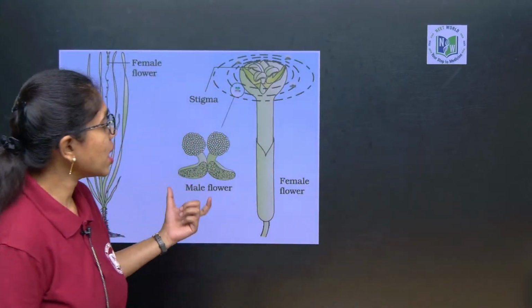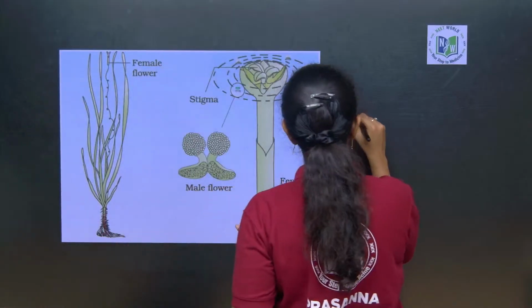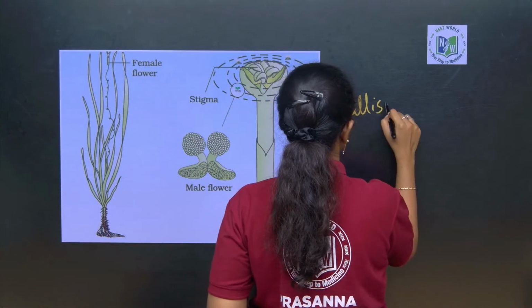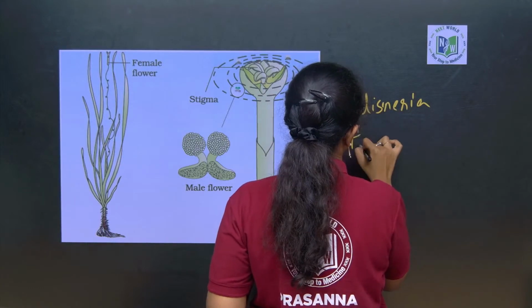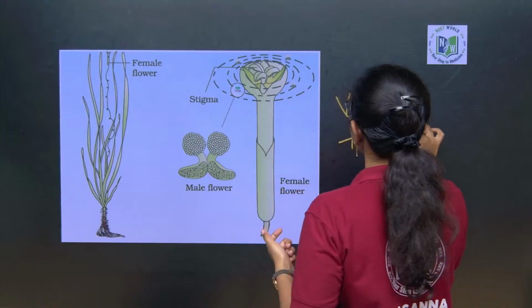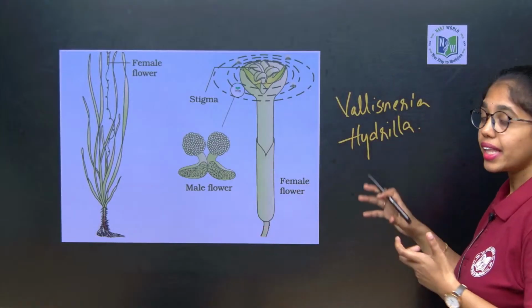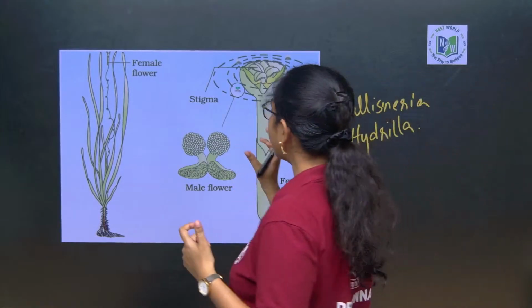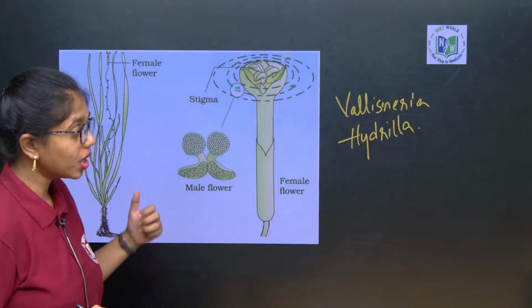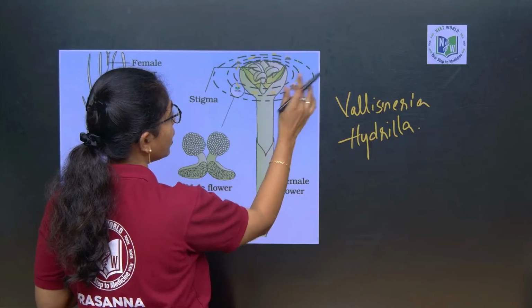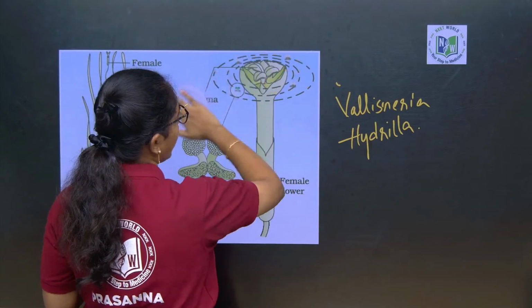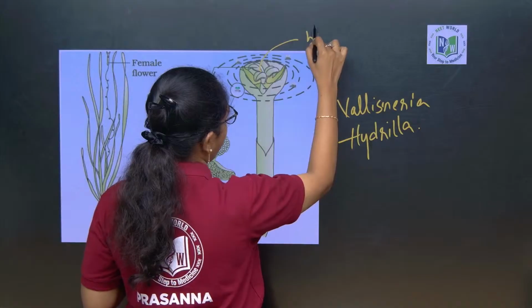And next, this is of Vallisneria or hydrilla. These plants conduct hydrophily, that is water pollination, wherein pollen grains which are released into the water are carried to the stigma by water currents.